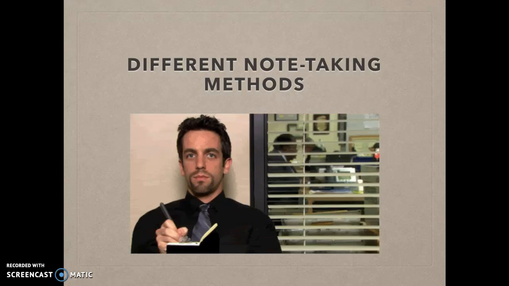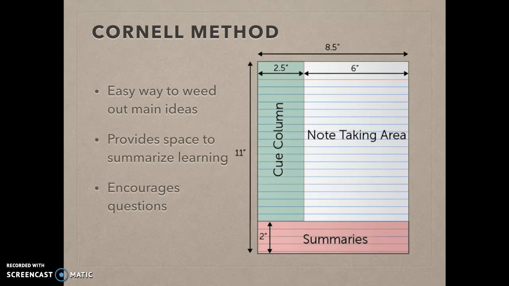Alright, so I've got 5 different note-taking methods for you, the first of which is the Cornell method. Basically what you do here is you split your page into 3 different portions, the note-taking area, the cue column, and your summary. This is an easy way to weed out your main ideas, and it provides a space for you to summarize what you just learned.